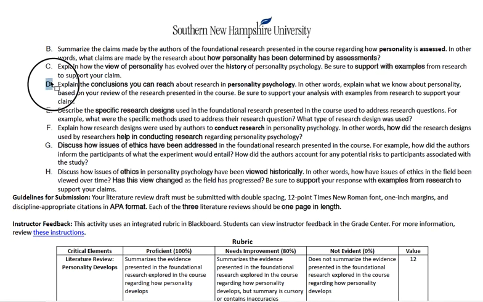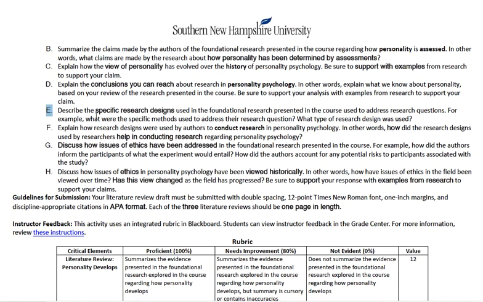D. Explain any conclusions you can reach about the research in personality psychology. So based on the literature, based on the article that you just read, what can you conclude about the field of personality psychology as a whole? This part is important as well.